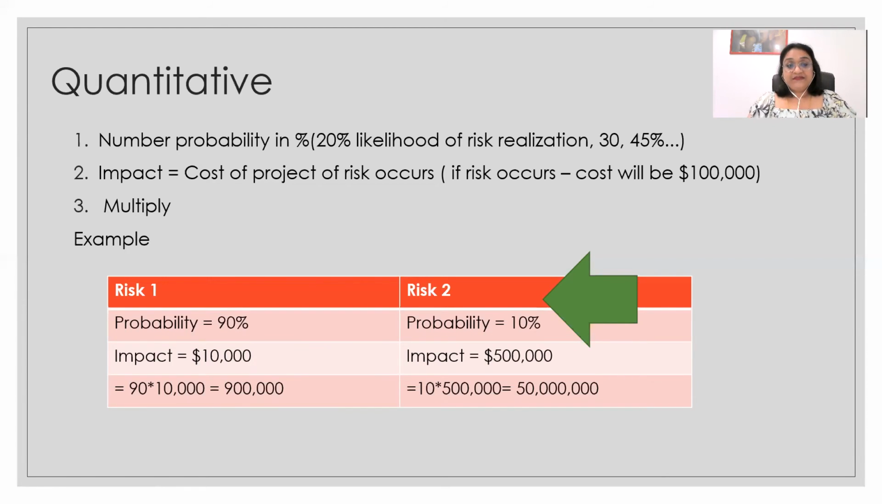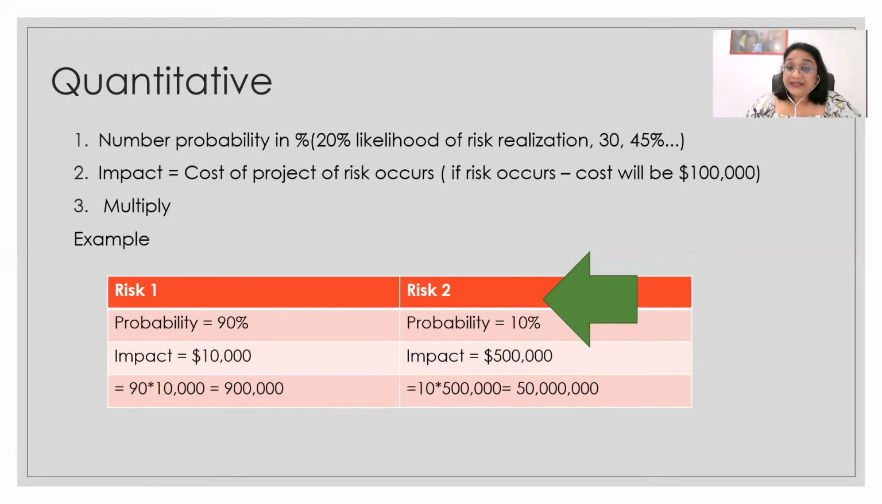Once that number is given, the next is impact. Now, if that risk occurs, how much is it going to cost the project? That is the impact of the risk. So if we take this example of risk 1 and risk 2, for risk 1, the probability is 90%, and if that risk occurs, the impact to the project is $10,000. At the same time, risk 2 has a probability of 10%, but the impact is $500,000.